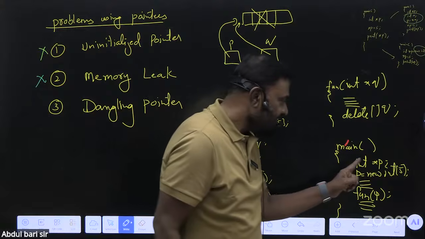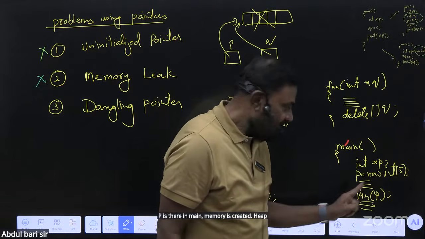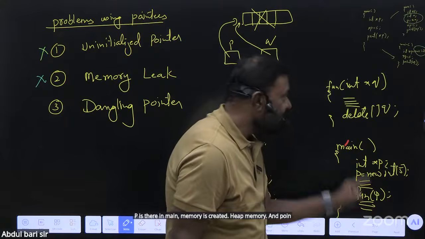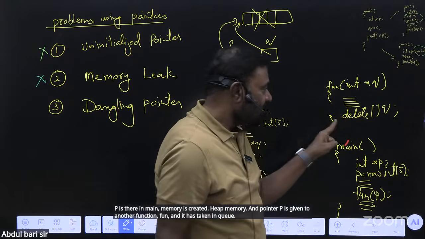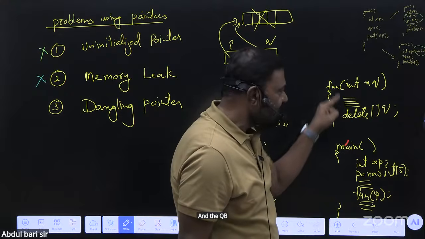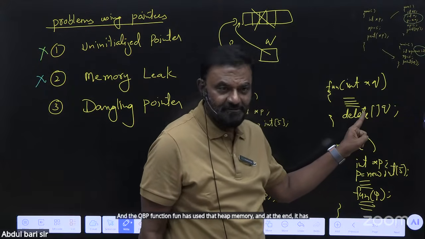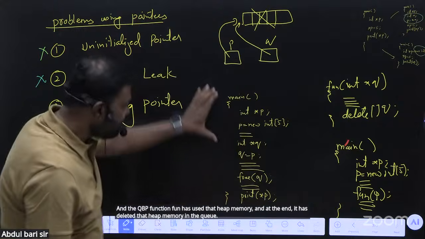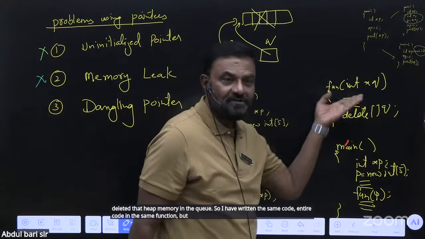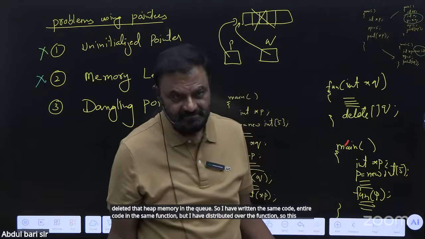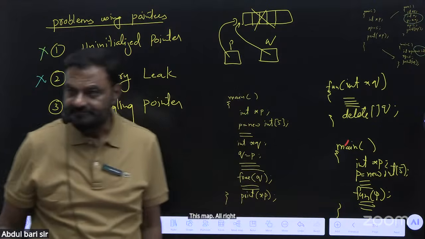P is there in main. Memory is created, heap memory. And pointer P is given to another function fun, and it has taken it in Q. And function fun has used that heap memory, and at the end it has deleted that heap memory. So I have written the same code, the entire code in the same function, but I have distributed it over the functions. So this may happen. All right, understood?